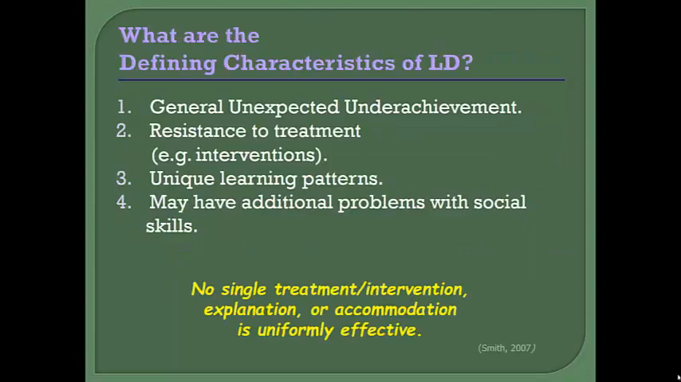What are the defining characteristics of LD? 1. General unexpected underachievement. 2. Resistance to treatment, in other words, interventions. 3. Unique learning patterns. 4. May have additional problems with social skills. No single treatment or intervention, explanation, or accommodation is uniformly effective.